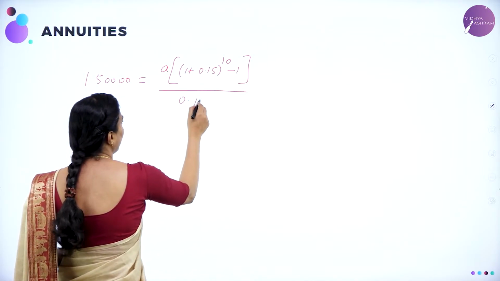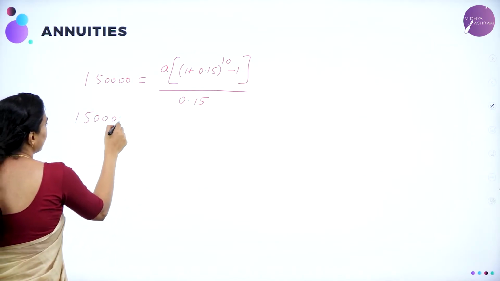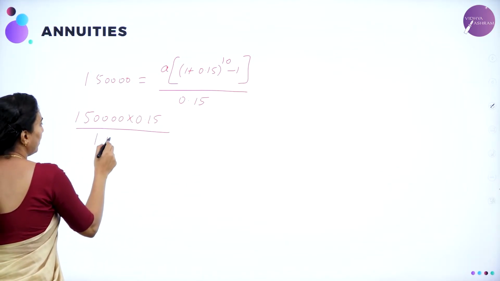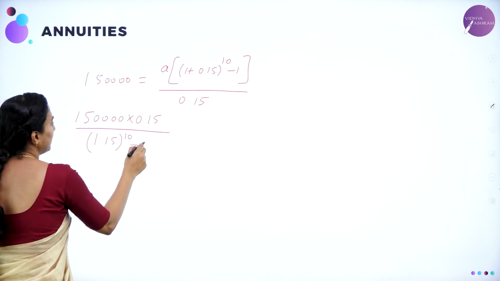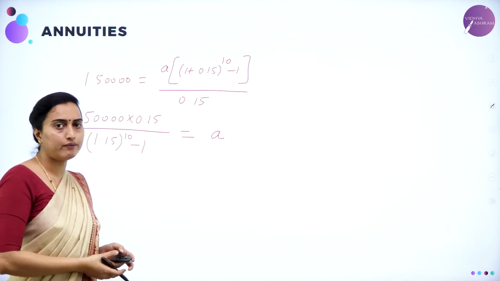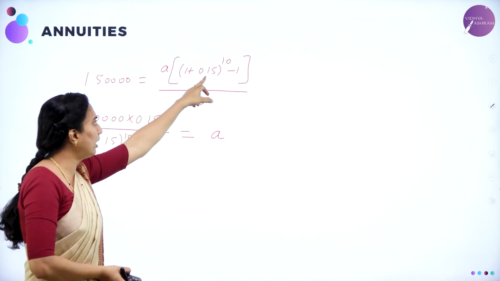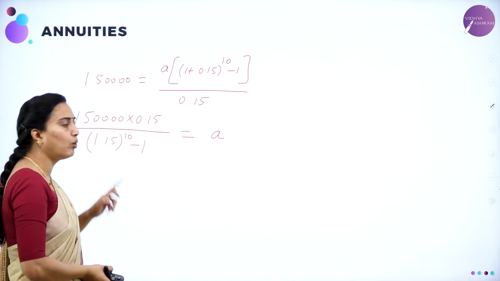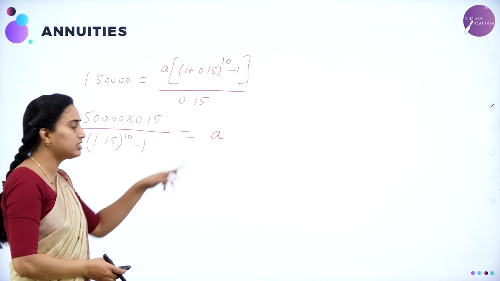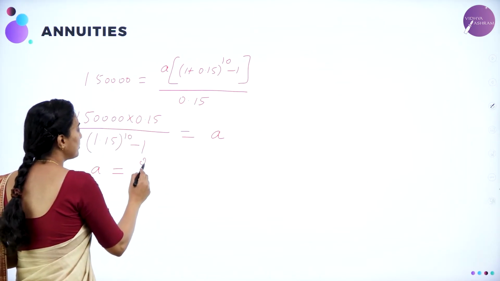Now, cross multiplying, you get 1,50,000 into 0.15, divided by 1.15^10 minus 1, is equal to A. You can see how I have written it: just cross multiply and this comes to the denominator. Here I have added 1 plus 0.15 as 1.15 to the power of n, that is 10, minus 1 as it is, and A as it is. After calculating this, you get 22,500.